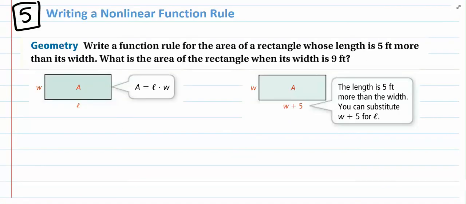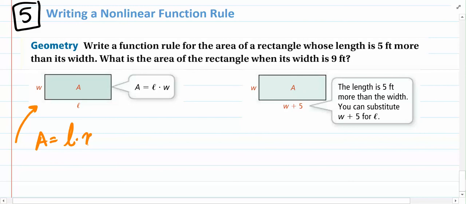Box number 5 is writing a non-linear function rule. Geometry question. Write a function rule for the area of a rectangle whose length is 5 more than its width. That's the first part. Then it says, what is the area of the rectangle when the width is 9 feet? So this picture represents our normal picture of a rectangle, where the area, of course, is equal to the length times the width. And we learned that back in geometry class, or we will learn that in geometry class.